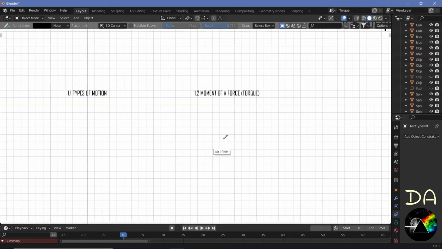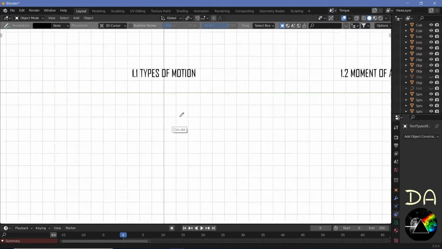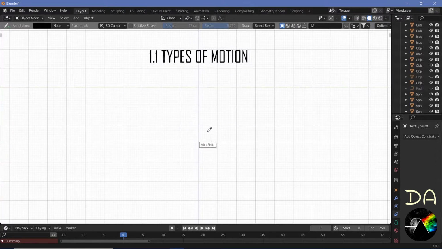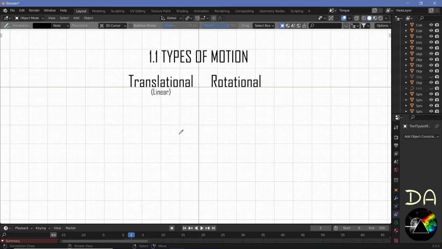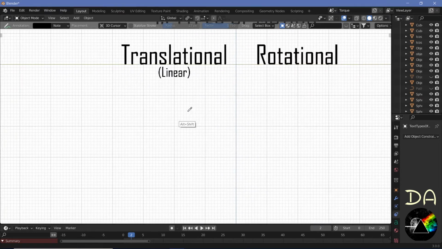So let's start off with the first topic that we're going to need to know, which is the type of motions that can be caused by a force. Whenever there's a force, there can be 2 types of motion. The first type is called translational or linear motion, and the second type is called rotational. So let's have a closer look at translational motion.